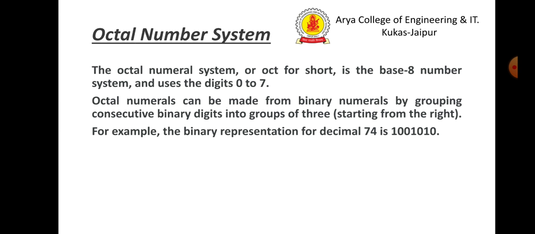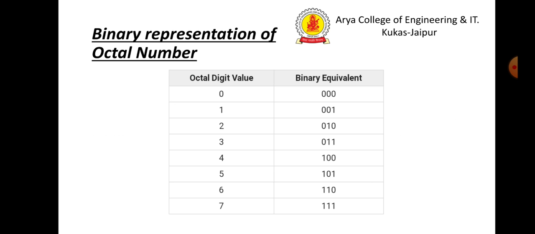Octal number. The octal number is a number that has base 8 and uses digits 0 to 7. Here is a binary representation of an octal number, and its binary equivalent is in 3 digits, because 2 raised to power 3 is equal to 8, so 3 bits is the representation of a binary equivalent. So for 0 it is 000, for 1 it is 001, for 2 it is 010. We keep on adding 1 to each number to get the next number.